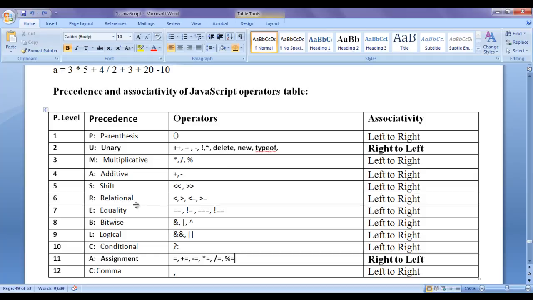You can remember the precedence table very easily by remembering this shortcut: PUMASRE BLCAC. P for parenthesis, which has the highest precedence, U for unary operators, next precedence, M for multiplicative, A for additive, S for shift, R for relational, E for equality, B for bitwise, L for logical, C for conditional, A for assignment, C for comma operator. Hope you guys have understood the precedence table. Similarly, in the rightmost column, I have associativity. Unary operators and assignment operators have right to left associativity, whereas all other operators have left to right associativity. Let's have a demonstration and get some idea about precedence and associativity.